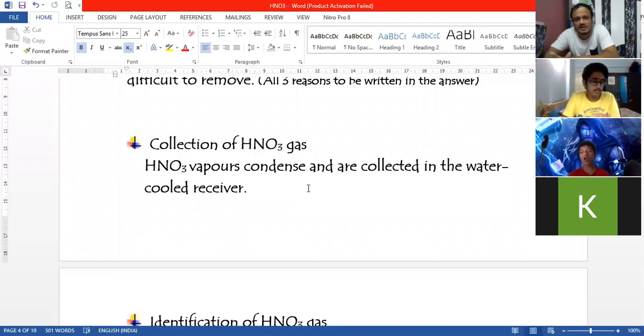We are just taking cooled water in a trough, or cold water coming through a tap, and we are directly condensing the HNO3 vapors in the receiver flask. Unlike passing through any drying agent, or collecting in a gas jar and then dissolving it in water, nothing like that. Very simple process. It is directly going into a round bottom flask, which we call a receiving flask, and we are directly condensing the vapors of HNO3 into liquid HNO3. That is how HNO3 is collected over here.